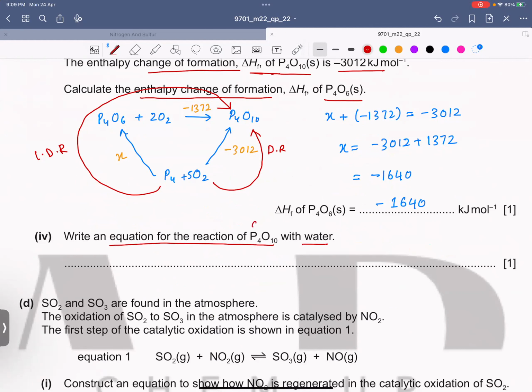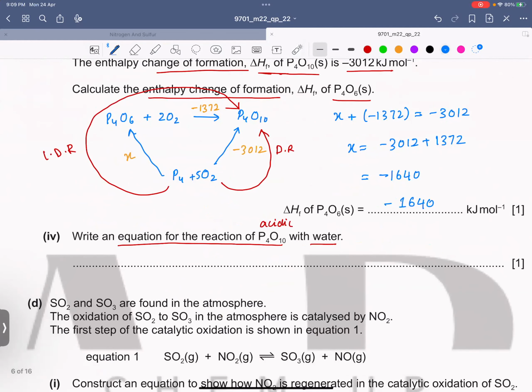It's a non-metal oxide which is acidic, and you would find this equation in the period 3 notes: when P4O10 reacts with water, it forms phosphoric acid, which is H3PO4. Now I have to balance the equation.